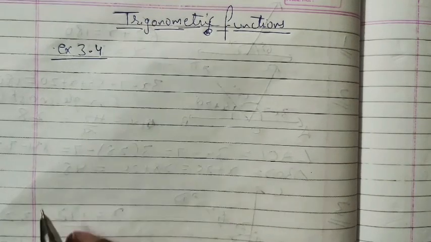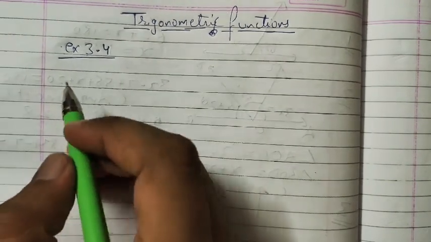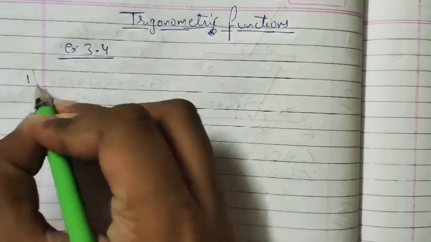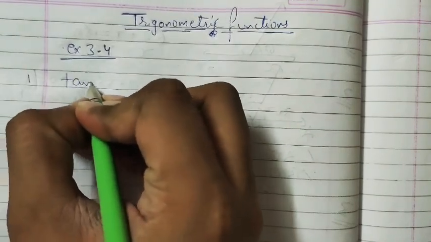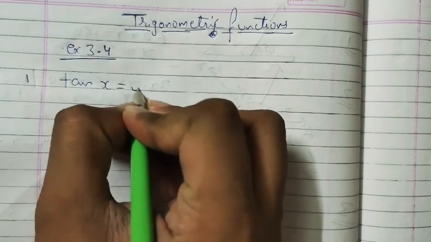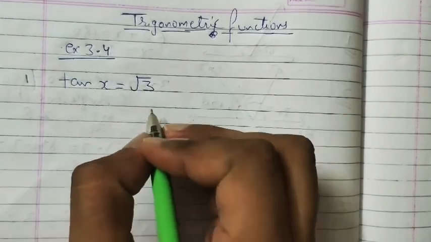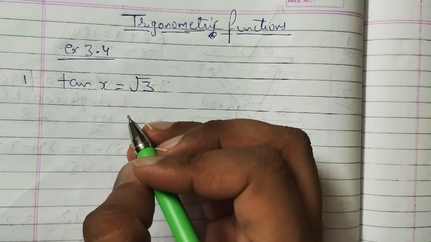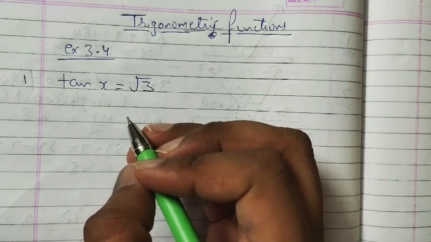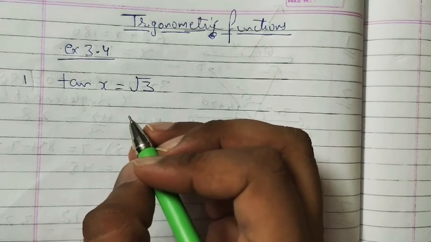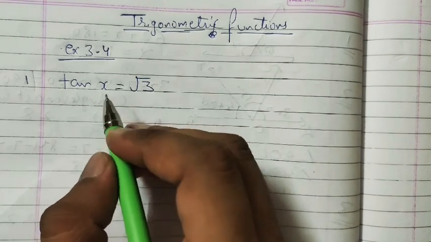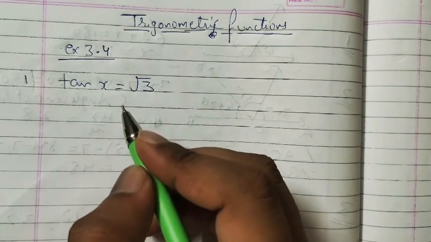So hello all, in this video let's talk about exercise 3.4 trigonometric functions. So question number first, tan x is equal to root 3. We have to write down the principal and general solutions. General solutions has been reduced from the syllabus due to this pandemic effect for 2021, right? So still we'll do. So tan x is equal to root 3.